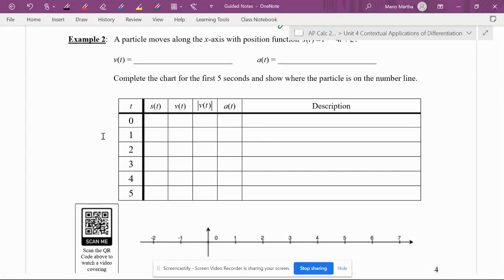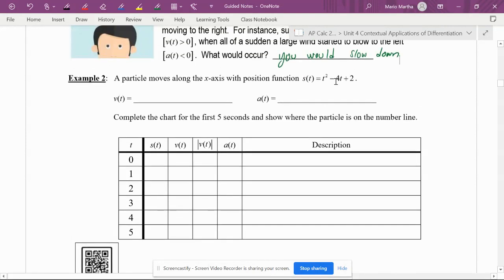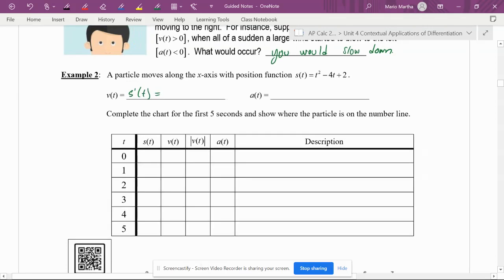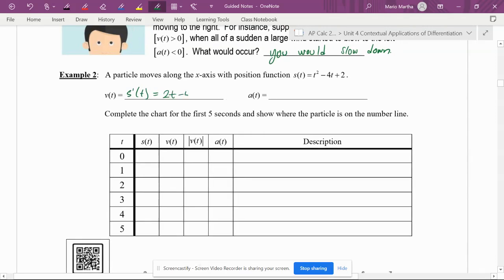So welcome back to part 2 of 4.2. A particle moves along the x-axis with position function s of t equals t squared minus 4t plus 2. First we want to find the velocity function. And again, it's just the first derivative of that, right? So remember, it's just s prime of t, which in this case would be just 2t minus 4.